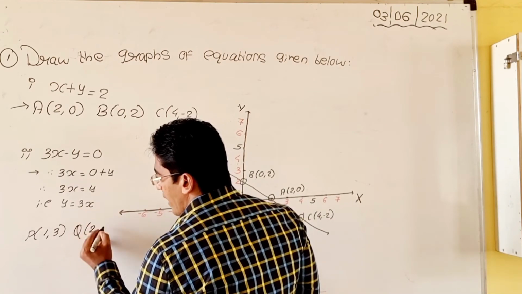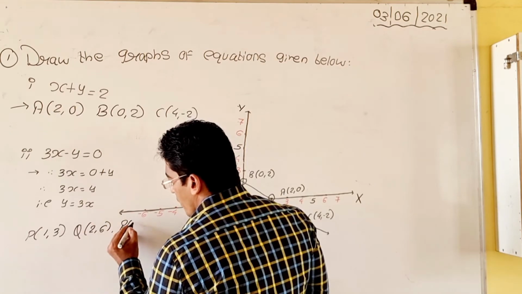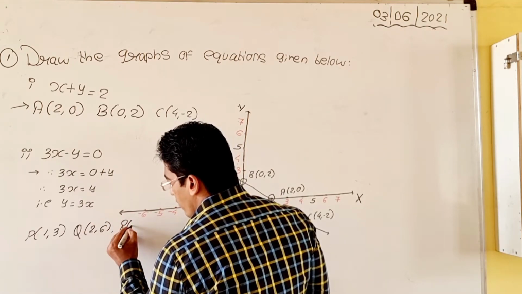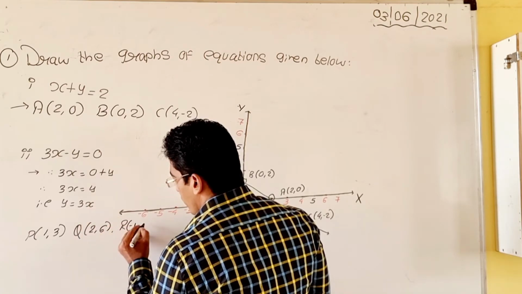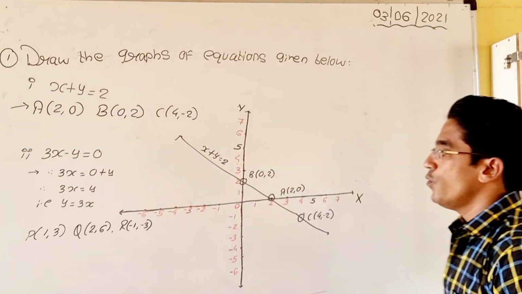Q: x equal to 2. 3 2s are 6. R: 1 or minus 1. Already we have taken 1. Minus 1. 3 into minus 1 will be minus 3. So we got 3 points P, Q, R.